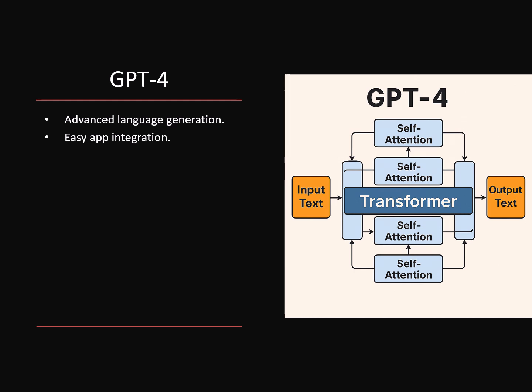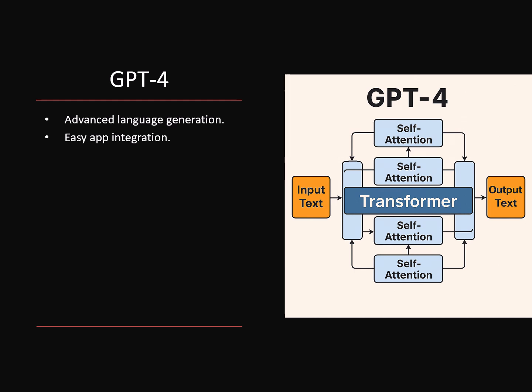You can see you start GPT-4 by giving some text input like a question, a sentence, or a prompt, and then you have the transformer, which is nothing but the core engine of GPT-4. It's what does all the smart thinking. It understands your input and generates a response.